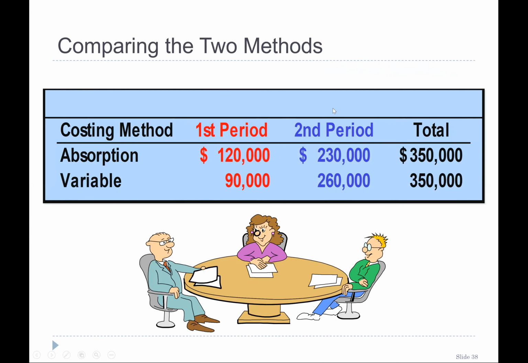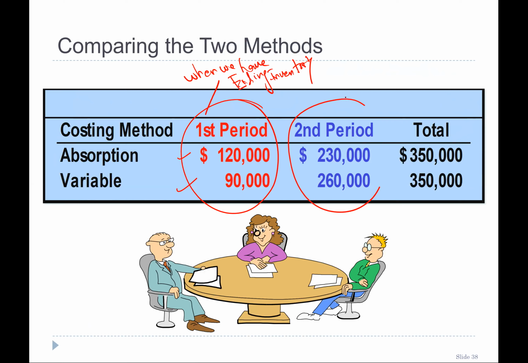Now let's compare these methods. In the first period, when we have ending inventory, absorption costing income is greater than variable costing. You see here 120,000 and 90,000.